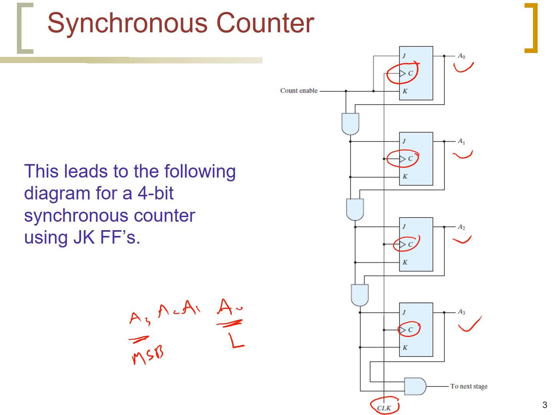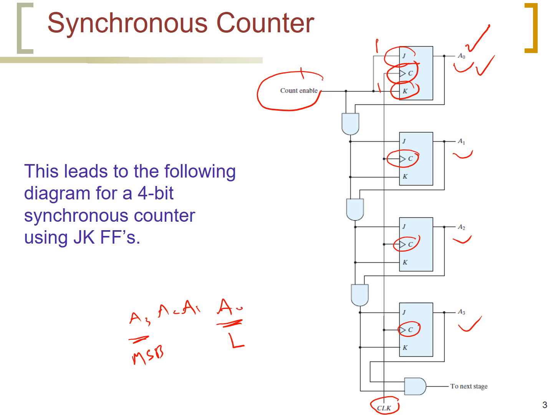Now, the design, as we mentioned, the first flip-flop, we need to complement it every time. So what we do, we connect the count enable to the J and K inputs of this flip-flop. So this is always 1 when the count enable is 1. So this will always keep complementing.